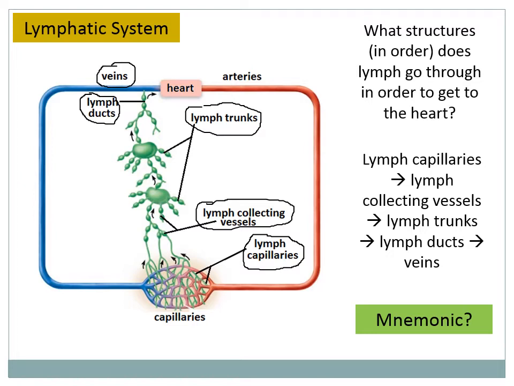I don't have a mnemonic to help you with this, which is why I ask you to hopefully figure something out. But just from the capillaries to the collecting vessels to the trunks to the ducts to the veins to the heart. So that's the way lymph is actually going to travel.